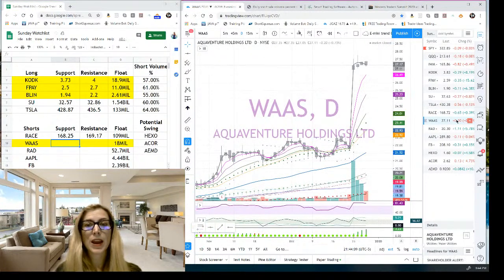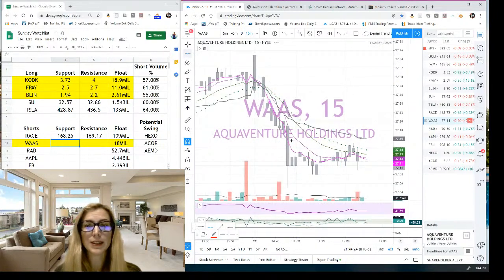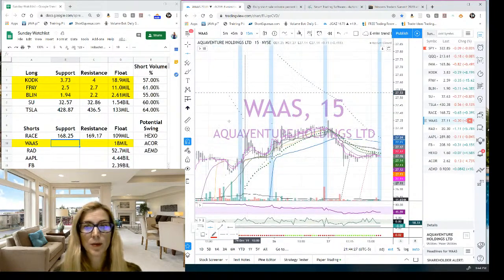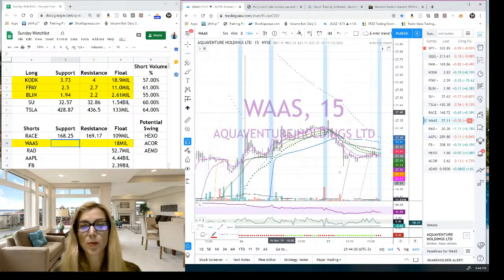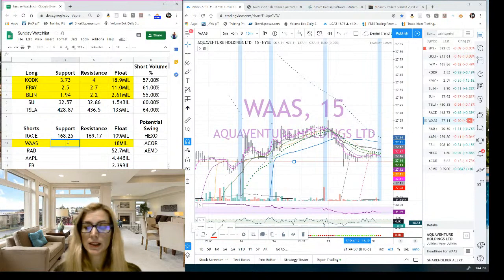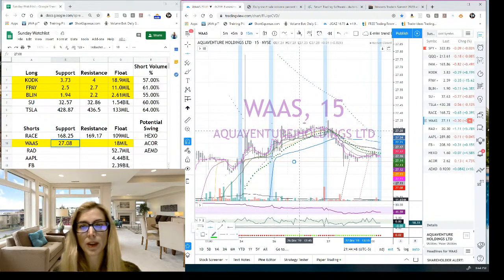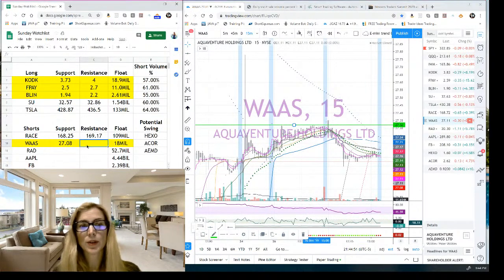All right, WAAS, Aqua Venture Holdings. We came up here on massive volume. Volume is descending, and the volume weighted average price is starting to crawl back. Looking at this, I think we've got a nice gap fill to the downside. If we pull back here, I'm going to look for support down here. Look at that, support right back over here on the 23rd as well. So I'm looking for that support to break down, and resistance of 2732.